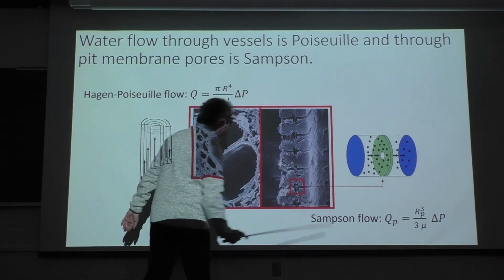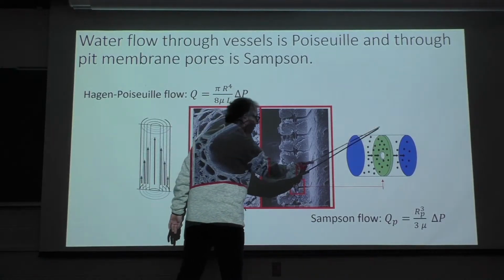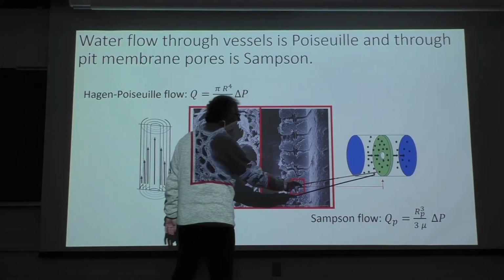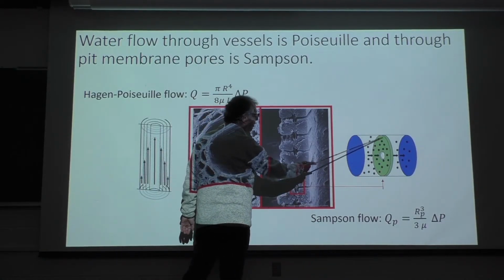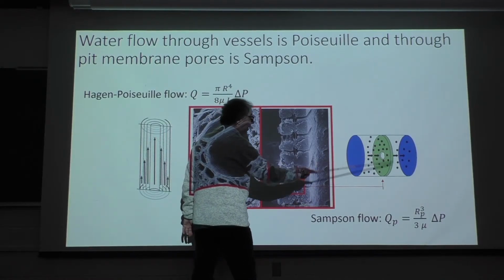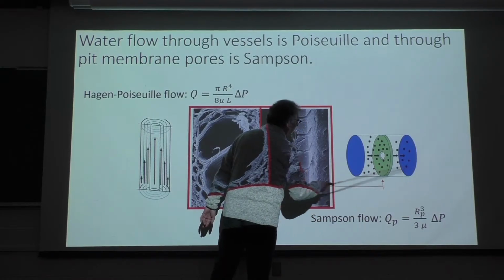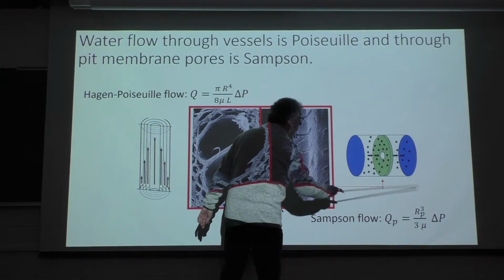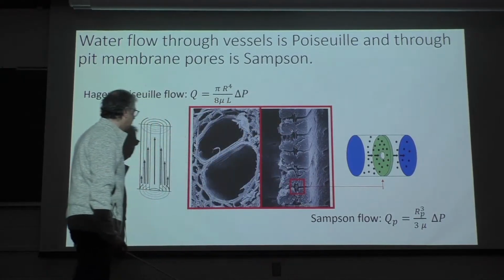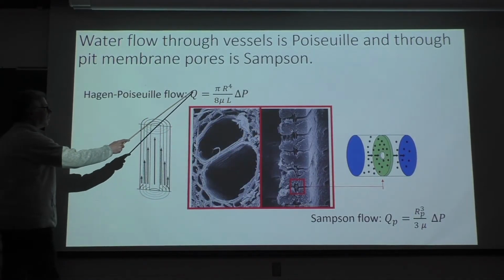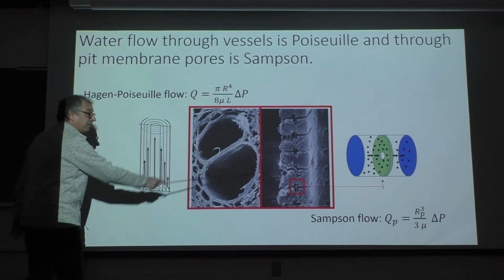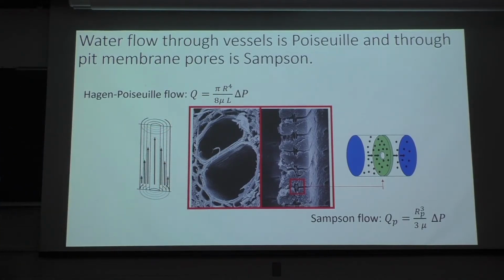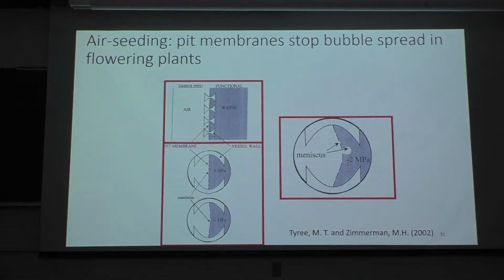And this lateral flow is driven by different physics. It's in fact driven by the so-called Sampson flow. Sampson flow occurs when you have a thin sheet with a hole, and you're trying to figure out the relationship between the flow rate, the pressure drop, the radius of the hole, and the viscosity of the fluid. And it turns out that the flow rate is proportional to the cube of the radius. Whereas, for example, in this case, the flow rate is related to the fourth power of the diameter of the pipe, or the radius of the pipe. So very different physics.